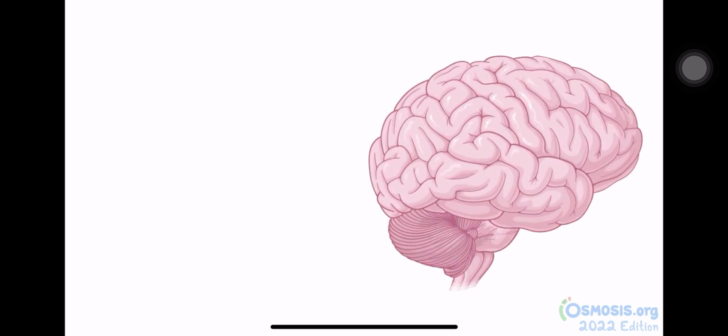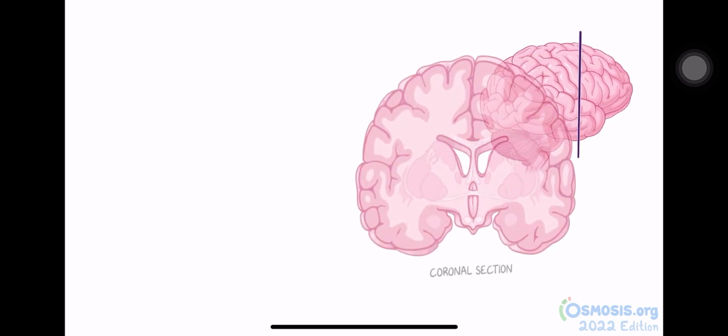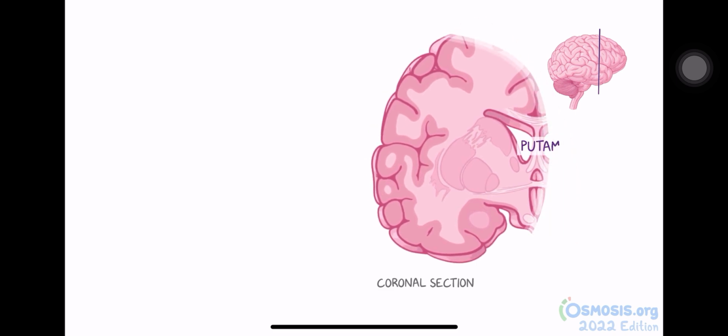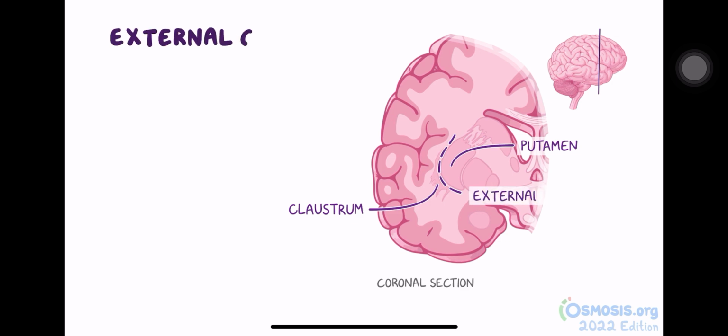Good. Now that we've covered these fibers, let's make a coronal section through the brain and identify a few more white matter structures. As you can see here, between the putamen and the claustrum, there's a thin sheath of white matter called the external capsule.